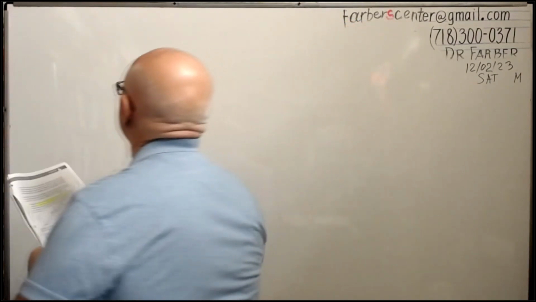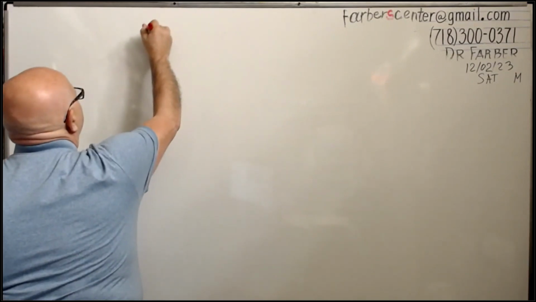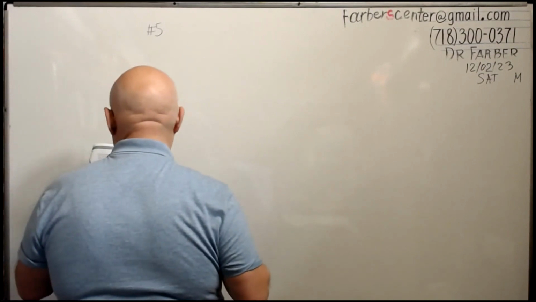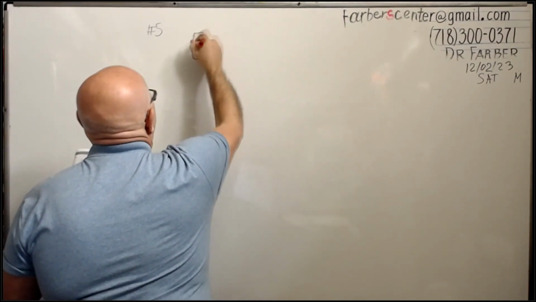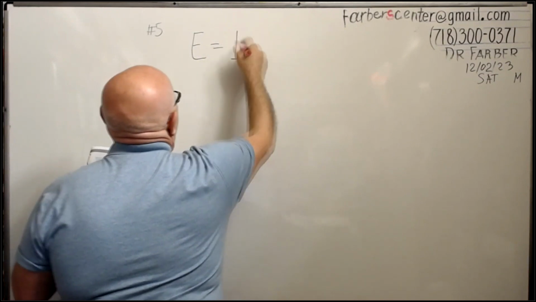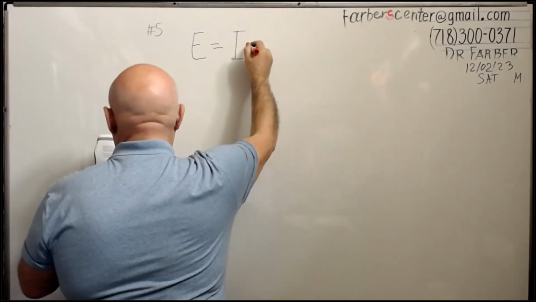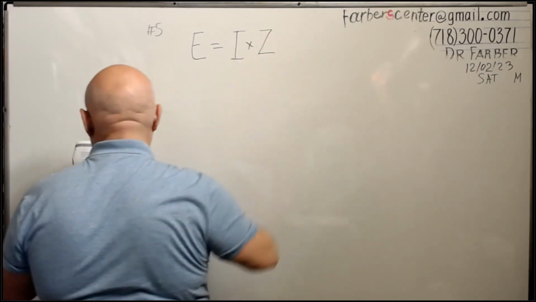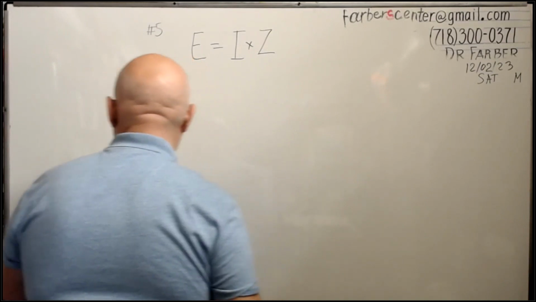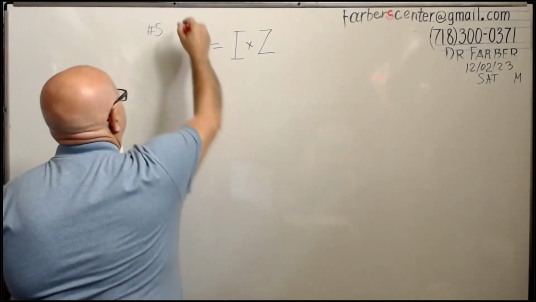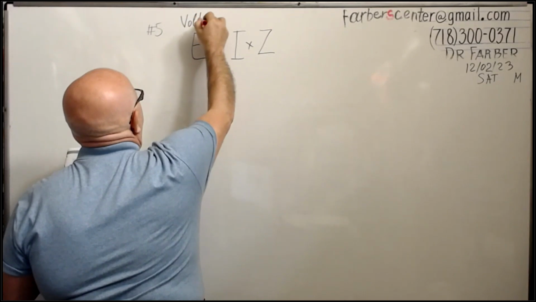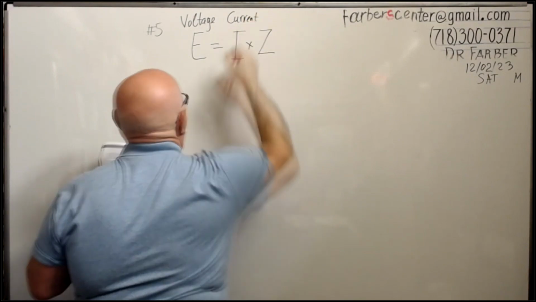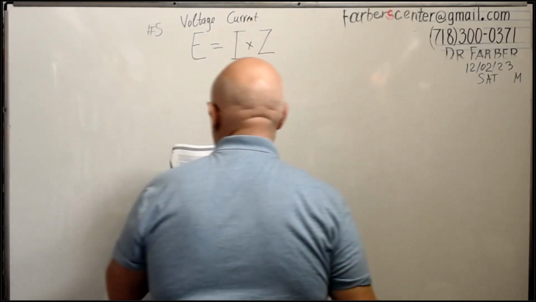Now let's do number 5. What do they give you? They give you the formula: E equals I times Z. I is the current. This is voltage. This is current. And Z is impedance.